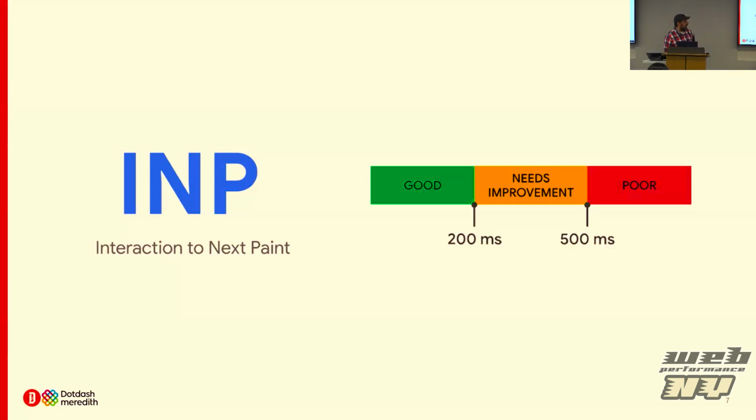INP stands for Interaction to Next Paint. A good INP score is less than 200 milliseconds. A poor INP score is over 500 milliseconds, up to 5 million milliseconds. Try not to be in that realm. Everything in between is orange.